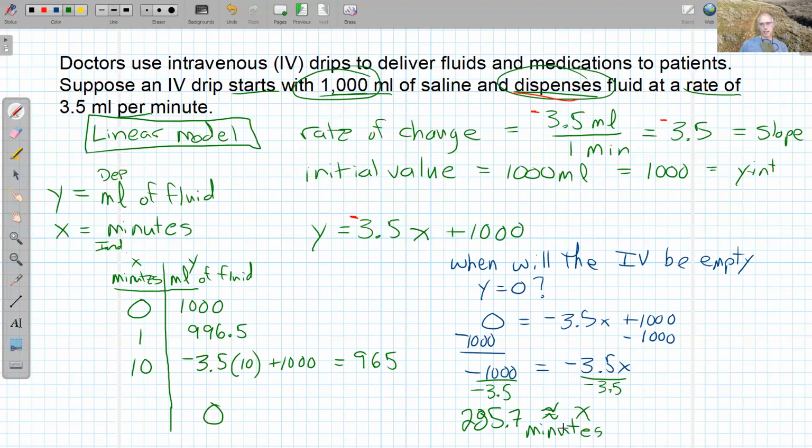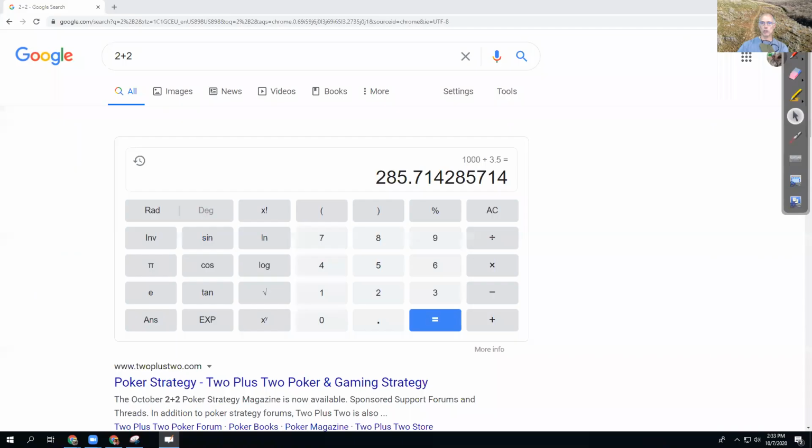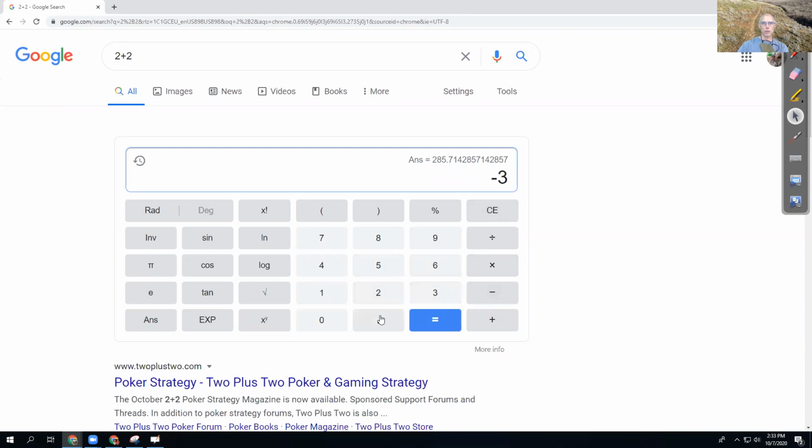If we wanted an exact answer, we would have to use fractions, which I don't think we need here. It's close enough, but we should check it to make sure it's working. So if I take my original equation, negative 3.5 times, I believe it was 285.7, and add that to 1,000. So we think this is our value for x. Plugging it into the equation gives me pretty close to 0.